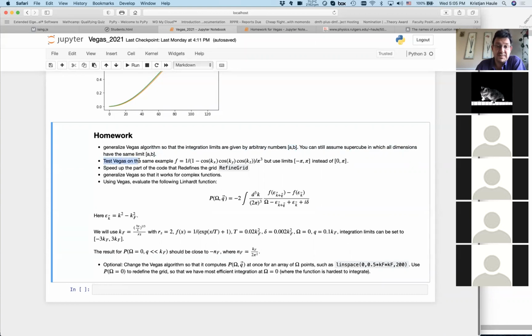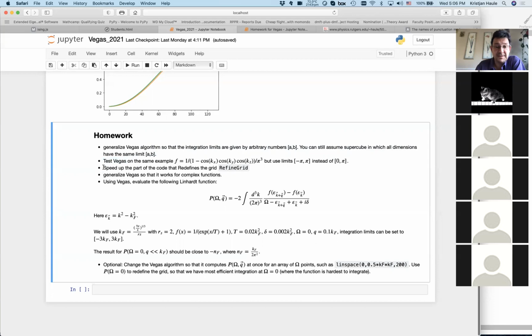Then once we generalize it in this way, we can test on the same function, but taking the limit from minus pi to pi instead of from 0 to pi, which of course will result in an 8 times larger integral, because we have 3 dimensions, and the value should be twice as big for each dimension, which is 2 to the power of 3, so 8.